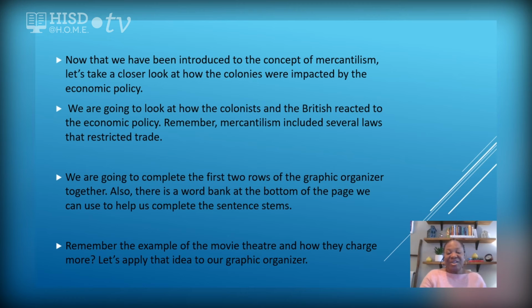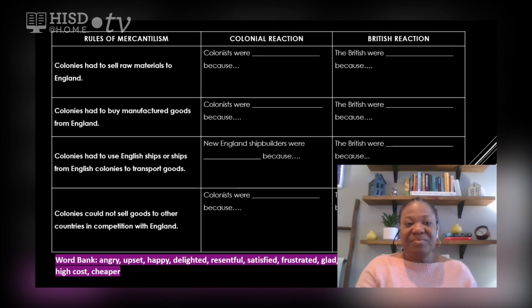So let's take a look at our graphic organizer now. Look at that first row. Okay, so we have three different columns. We have rules of mercantilism, we have the colonial reaction, and then we have the British reaction. Let's do this first one together. Colonies had to sell raw materials to England. Let's look at the next column.